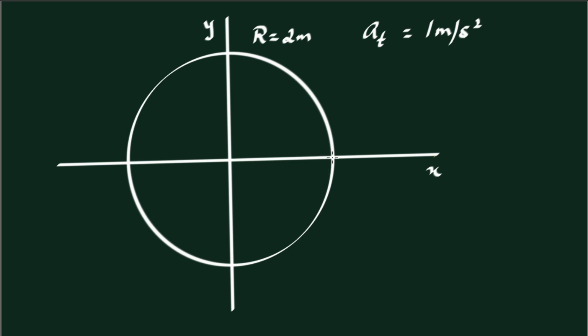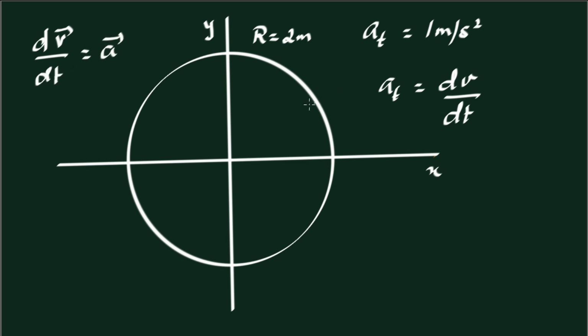So here a particle moves anticlockwise with a steady tangential acceleration of 1 meter per second squared. Now you have to remember the following. The tangential acceleration is the rate of change of the speed of the particle. Now the rate of change of the velocity of the particle is the total acceleration. That has a radial component, which is the centripetal acceleration, and a tangential component, which is the rate of change of speed. It starts at t equal to 0 with 0 speed.